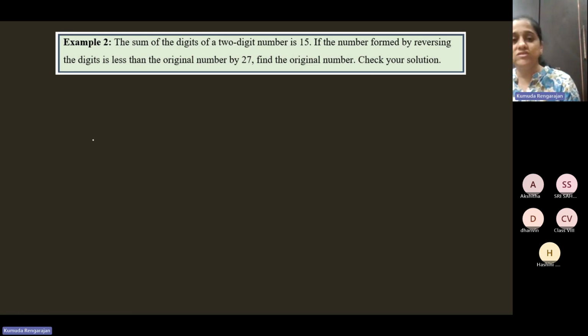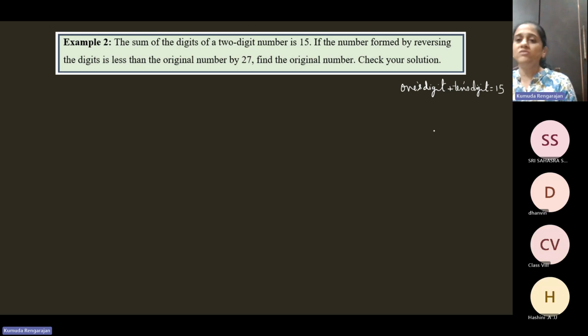The sum of the digits of a two-digit number is 15. That means in the rough column, the ones digit plus the tens digit is equal to 15. Correct? The sum of the digits of a two-digit number is 15. That means what? The ones digit plus the tens digit is 15.